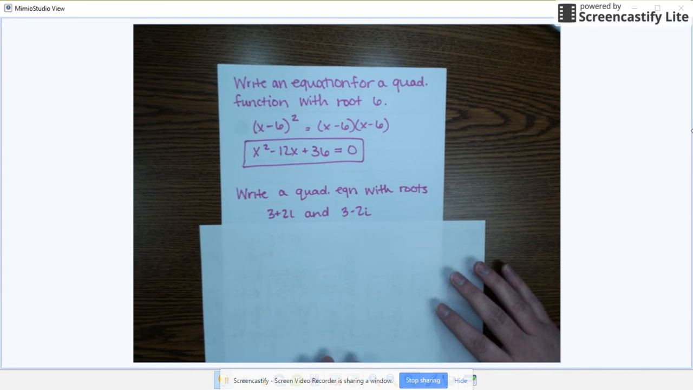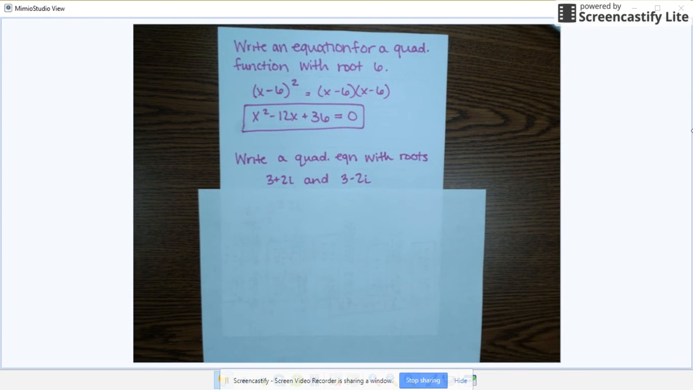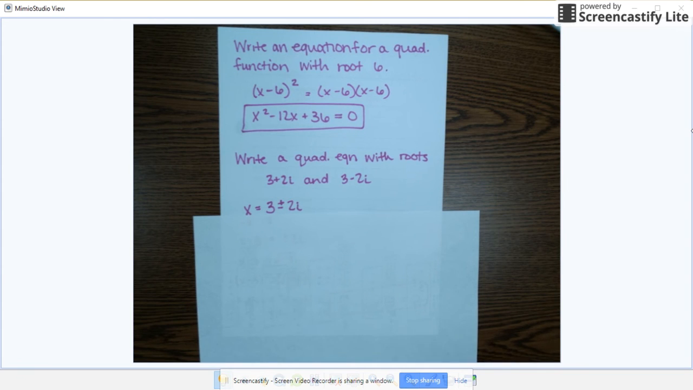Okay, one more example. We're going to write a quadratic equation. This time we're going to have 2 complex roots. So we have 3 plus 2i and 3 minus 2i. When we get our solution, we've always had x equal something. So we're going to start this sort of problem by setting x equal to our 2 roots. So x equals 3 plus or minus 2i.